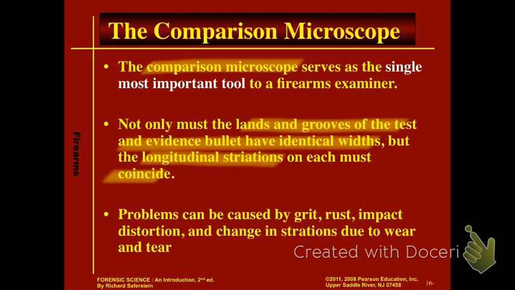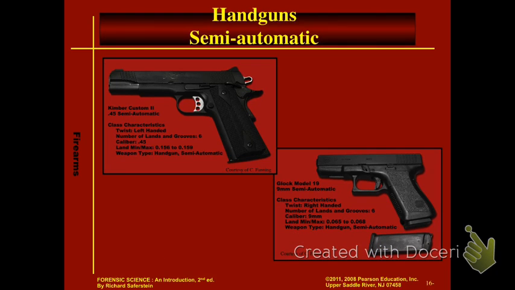Problems can arise over time comparing bullets if grit and rust have built up on them, if they're lying outside exposed to the elements, if the bullet hits a hard surface and smashes up or distorts on impact, and then change in striations over many, many years due to wear and tear. Those can all cause problems with bullet analysis.